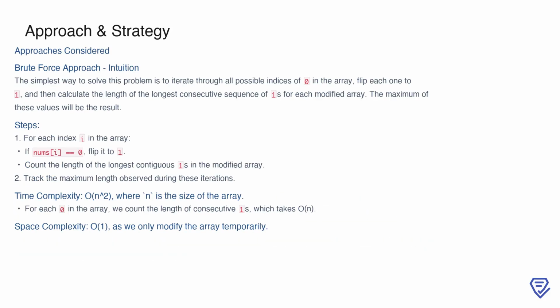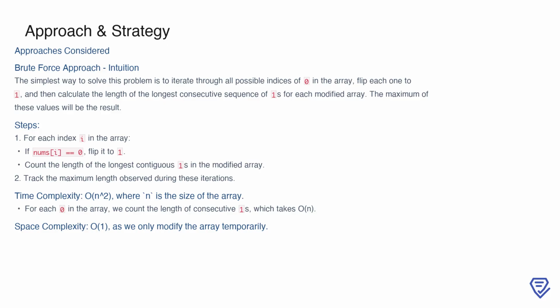To start, let's consider a brute force approach to solving this problem. The idea here is quite simple. We iterate through all possible indices in the array, flipping each 0 to a 1 one at a time, and then calculate the length of the longest sequence of consecutive 1s in the modified array. By repeating this process for every 0 in the array, we can determine the maximum length of consecutive 1s that can be achieved with a single flip.